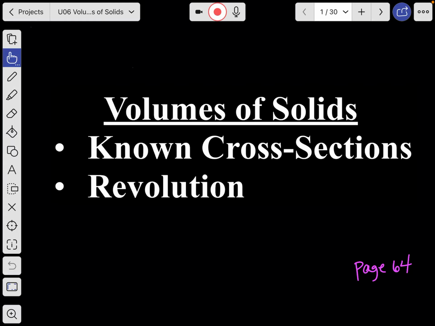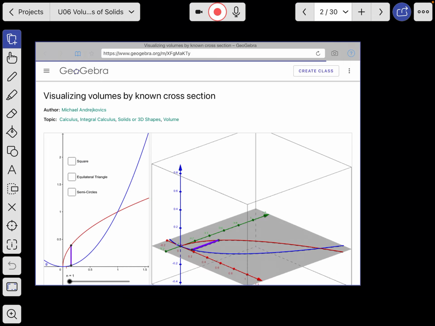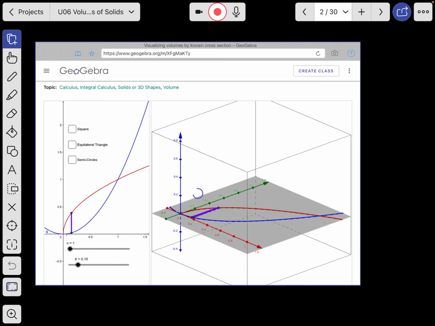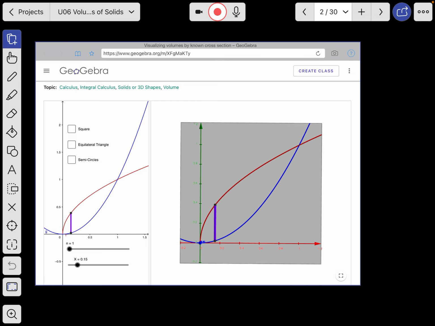In this video, let's take a look at volumes of solids with known cross-sections. And in the next video, we'll take a look at revolutions. All right, so this is a pretty cool GeoGebra applet, and it's going to give us a nice visualization of what this section is about.